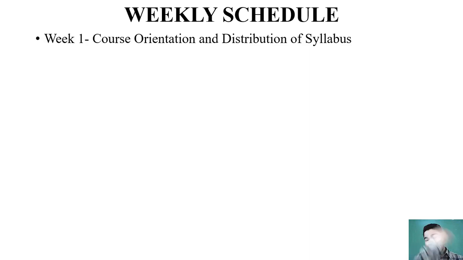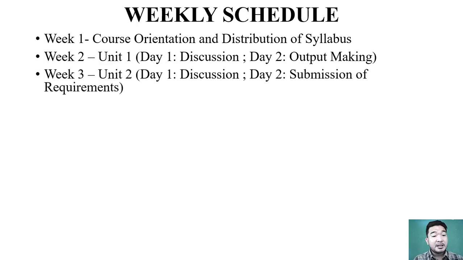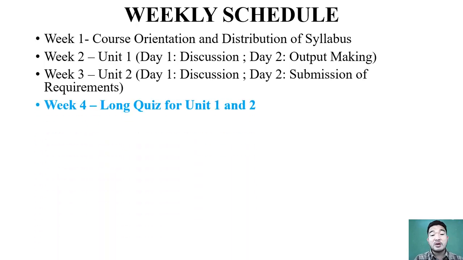Our weekly schedule for week 1 will have the course orientation, which is what we are doing right now, and the distribution of syllabus. Week 2 is the discussion for day 1 and output making for day 2. For week 3, discussion of Unit 2 for day 1 and the submission of requirements for day 2. And at week 4, we'll be having a long quiz for Units 1 and 2.